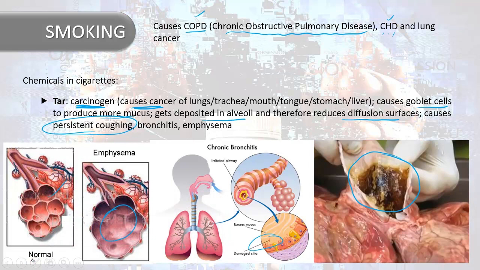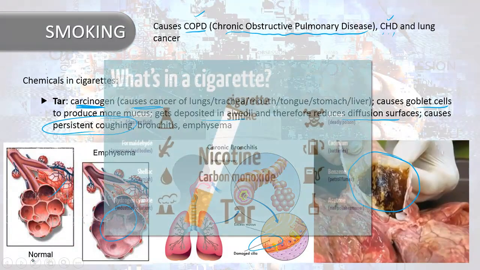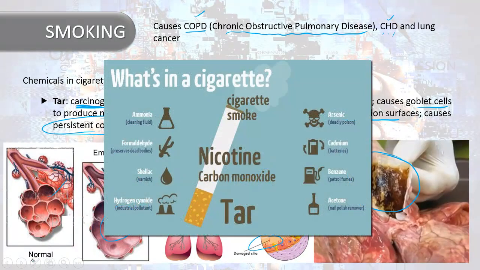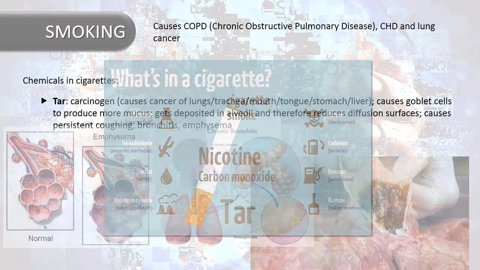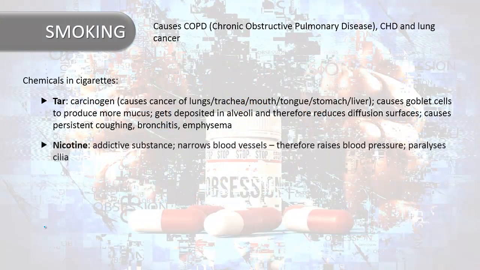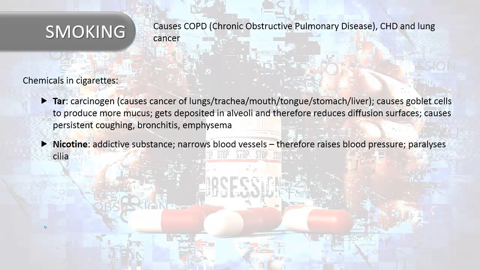We said there are three chemicals in cigarettes. Actually, there are plenty of chemicals in cigarettes, but the three most important and dangerous ones that we need to be aware of for our syllabus also. One is tar. The second one is nicotine, which is the drug actually. It is an addictive substance. This is what makes a person addicted to smoking. You start off with one, you like the feeling of it, you don't want to stop.